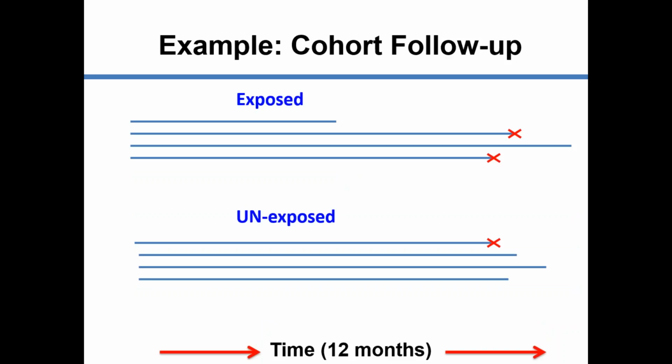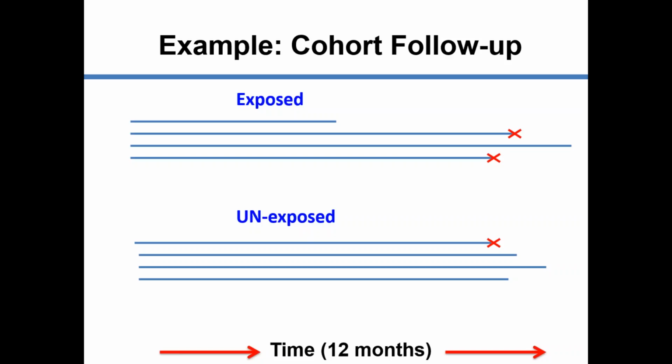Here's another example. It's a little more complex, but now we've got two groups of people, not just one. Now we have exposed and unexposed. Now we can calculate the risk in the exposed. We can also calculate the risk in the unexposed. So there are 4 exposed people being followed, and there are 4 unexposed people being followed.